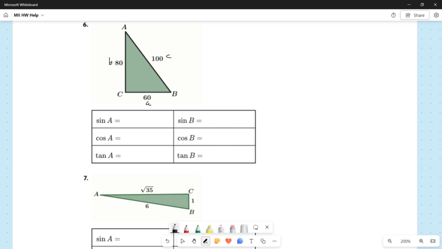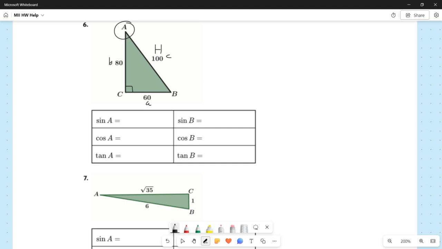Whenever I'm working on these kinds of problems, the way that I like to go about this is I will circle the angle that we're talking about, which is angle A. Then I'll start with the hypotenuse. There's no box at C, but clearly we're told that this is a right triangle, so C has to be the right angle. The side across from your right angle is always the hypotenuse. So that means the 100 is our H.